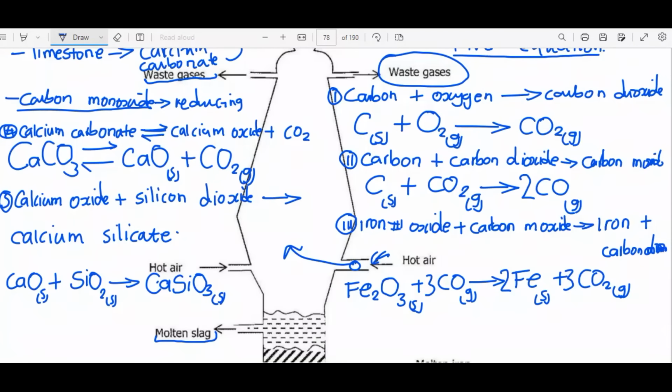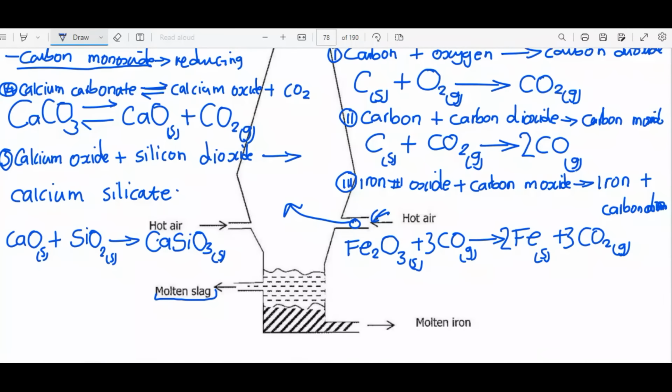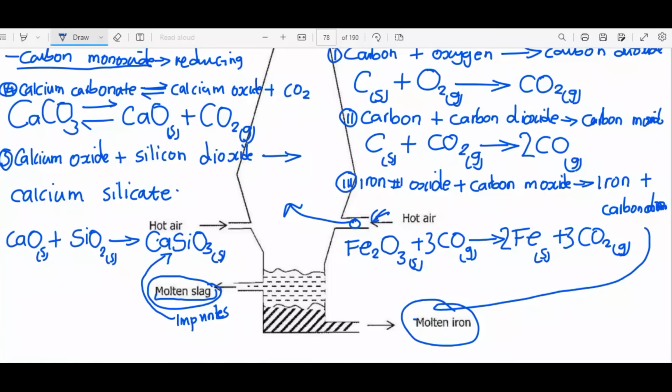Now, if you look at this here, we can see the molten slag. This is the impurity, or maybe we can see the impurities, and one of the impurities is this calcium silicate. So we can see that the molten slag is on top of the molten iron. So we have our iron. This is our iron, which is the one that we are getting on stage 3.